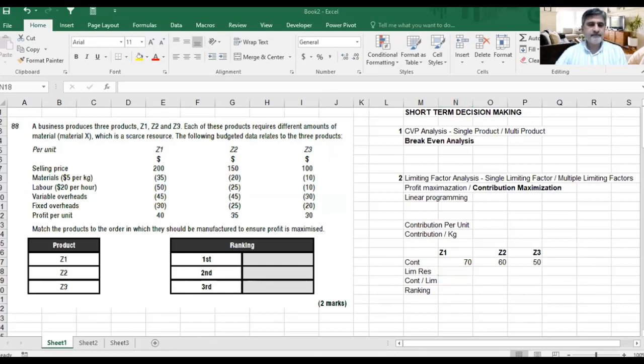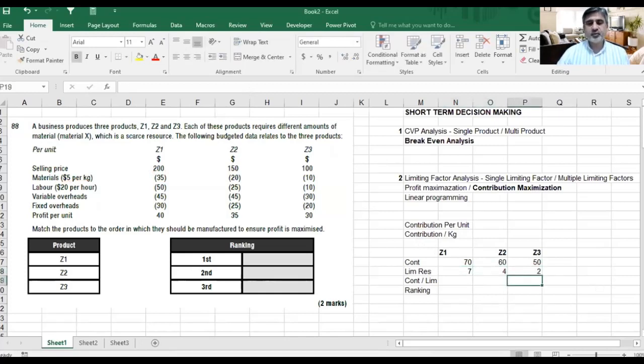Atik? Sir, 7 units. 7 kilograms, right? Yeah, 7 kilograms. How did you find that 7 kilograms? 35 we use in total and 5 per kg, so 35 divided by 5. Perfect. You have a total cost of $35, and it says $5 per kilogram. So if it is $5 per kilogram and you are putting $35, it means that you are using 7 kilograms. So 7 kilograms is here. And how much is here for Z2?